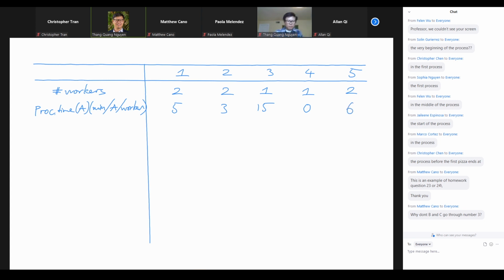Right. So by the nature of the process and the product, sometimes we see that skip. And for that skip, we would write out the number 0. It means that product A doesn't go through station 4 at all, right? So in real life, you have to specifically look at the nature of the process, the nature of the products, to see if there are some skips in the process, right?